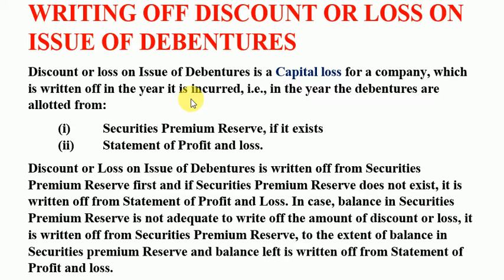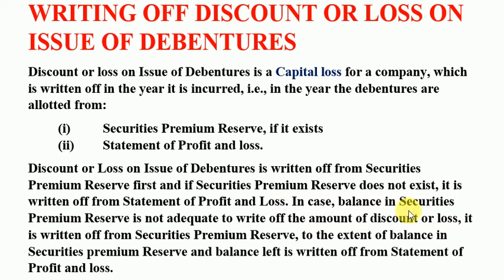So we write off the discount on issue of debentures from two sources. First one, that is securities premium reserve, if it exists, and second one, that is statement of profit and loss. So discount or loss on issue of debentures is written off from securities premium reserve first, and if securities premium reserve doesn't exist, it is written off from statement of profit and loss. It means whatever discount or loss on issue of debentures exists, it will be written off from the securities premium reserve first. And if securities premium reserve doesn't exist, it is written off from the statement of profit and loss.